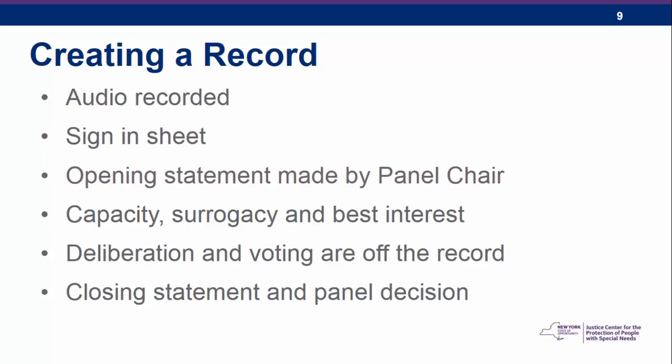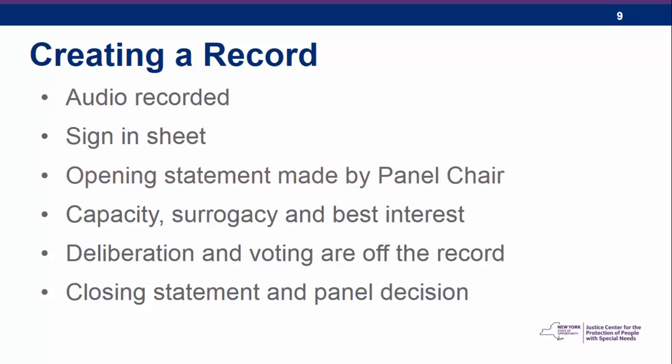Testimony on the 3 questions occur in the following order: capacity, then surrogacy, and then best interest. The volunteer panel members ask questions to get information on the record. They may not provide testimony, share knowledge or experiences or opinions during the hearing. Volunteer panel members should avoid the appearance of lack of impartiality. Also, avoid researching the procedure and contacting the physician.